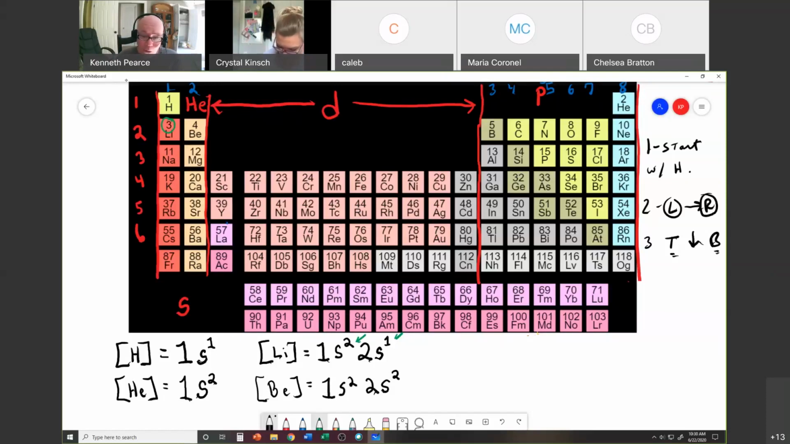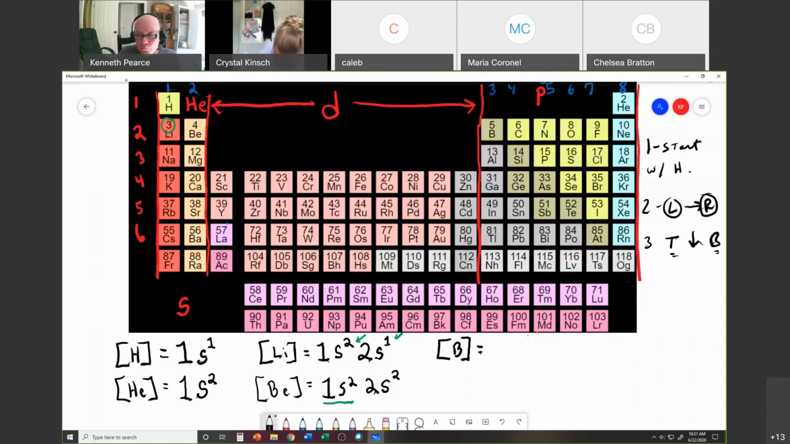But look, you still have to have that previous row. We always start with hydrogen. All right, let's drop off to another one. I'm just working left to right. Beryllium, I'm sorry, we just did beryllium. Let's do boron.